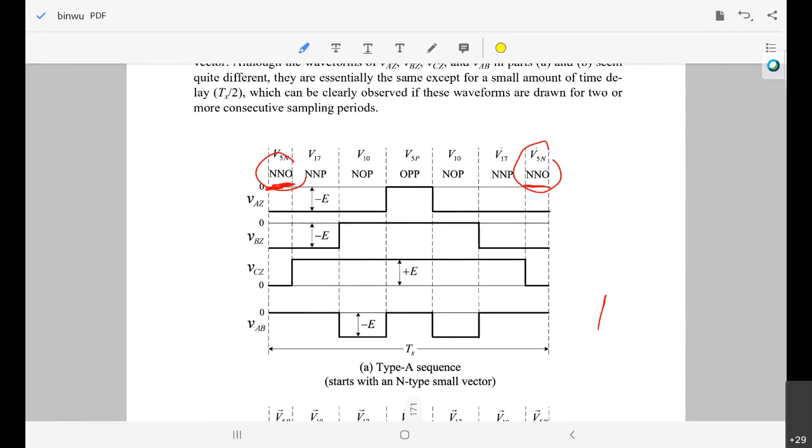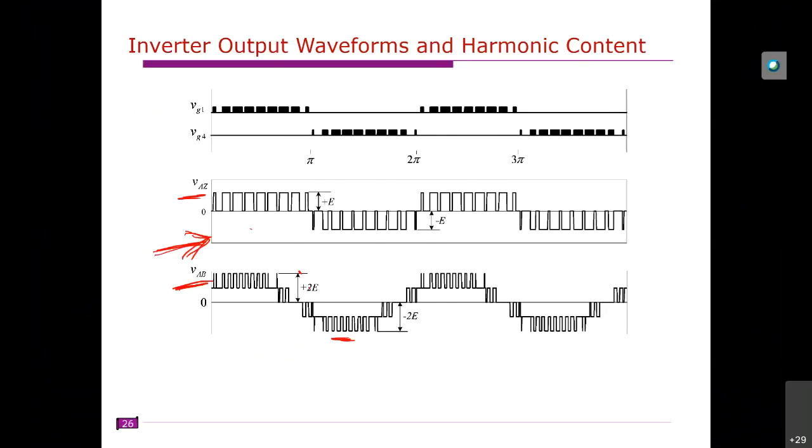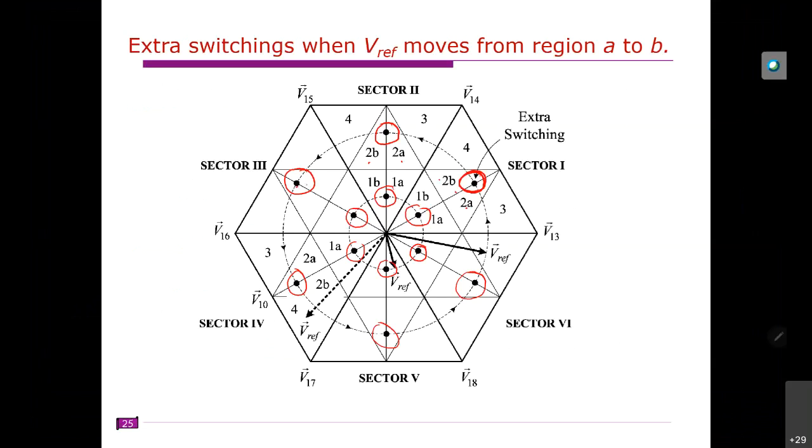Sir, is there any disadvantage of having extra switchings in this diode plan? If there is some extra switching, some losses will increase. If you have extra switches, obviously the losses increase. For example, if you have extra switching here, that means instead of changing one phase, we are changing two phases. So some extra switches are there.